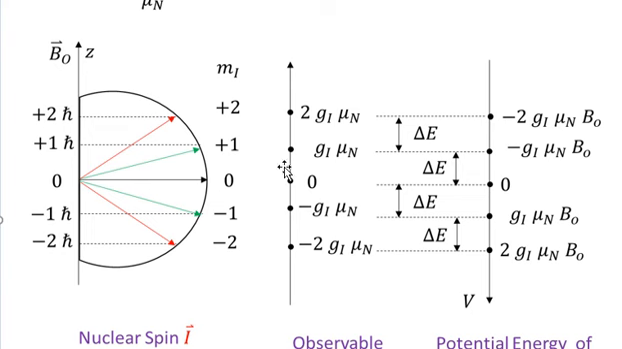So you see that I am writing down the values of the spin magnetic moment mu I. The values of mu I will be equal to 2 gI mu N, then gI mu N, that is plus gI mu N, then 0, then minus gI mu N, and then minus 2 gI mu N. And you know that these plus 2, plus 1, 0, minus 1, minus 2 are actually the values of the spin magnetic quantum number mI.